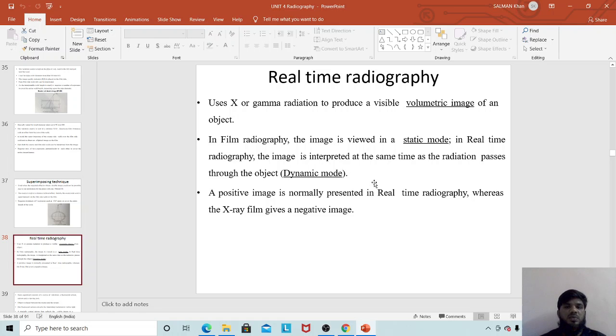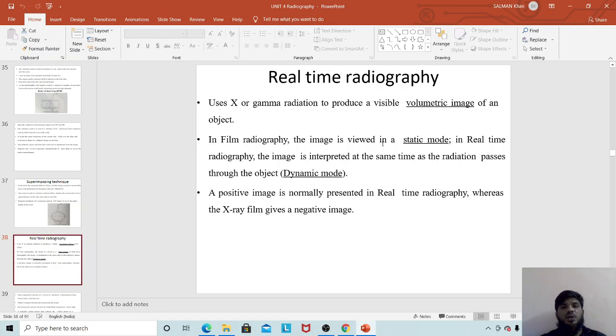A stationary image is obtained when the object is stationary, using film radiography, just like your cameras. If you use a normal digital camera or any mobile camera, you can see stationary images. If some person starts moving, you cannot capture that, but by using some extra types of cameras you can analyze those motions also.